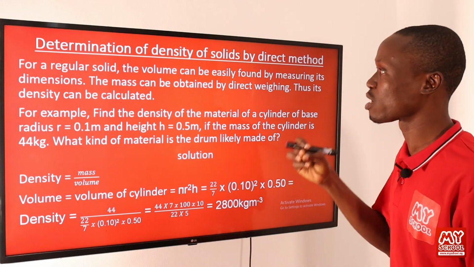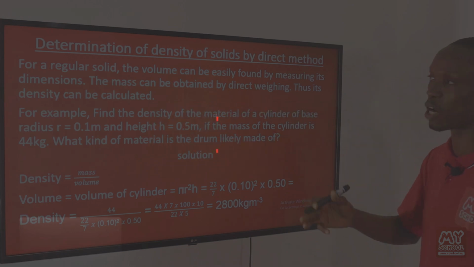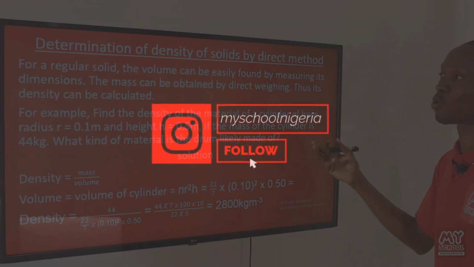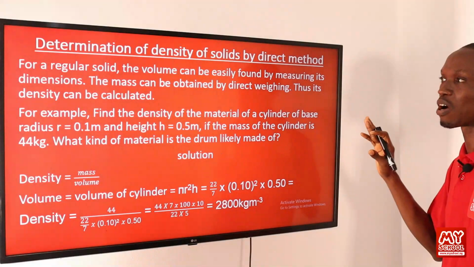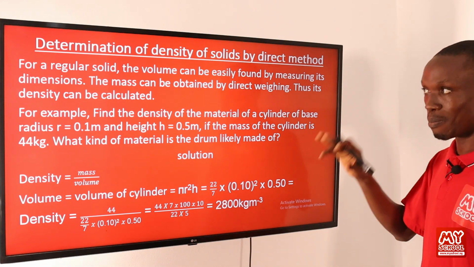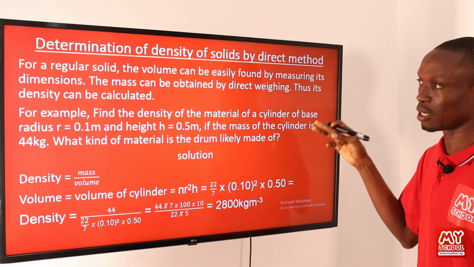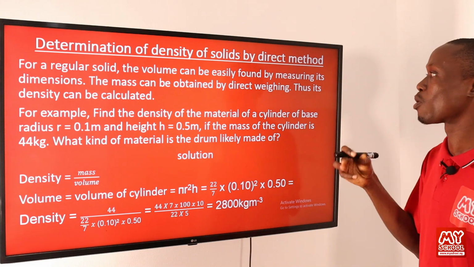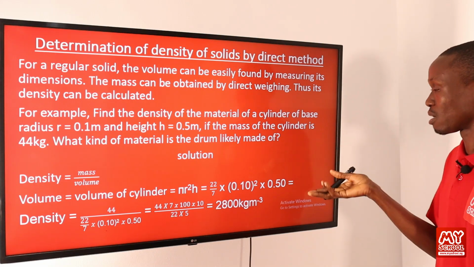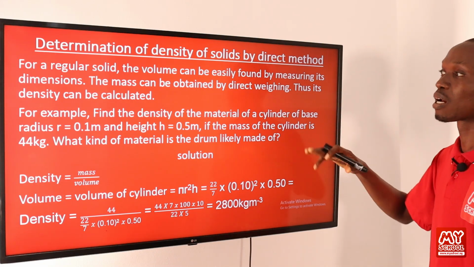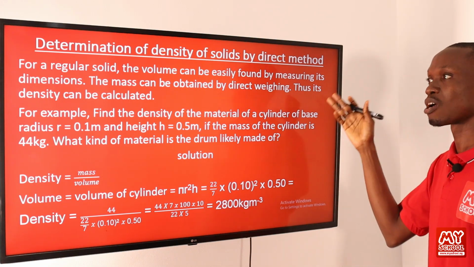So for a regular solid, the volume can be easily found by measuring its dimensions, like I said earlier, that we can use specific formulas to find their volume. That is, we measure the length, the breadth, the height, in case of a cuboid. The mass can be obtained by direct weighing. We can use a beam balance to measure the mass of the solid. Thus, its density can be calculated using the direct formula, which is density is equal to mass over volume.